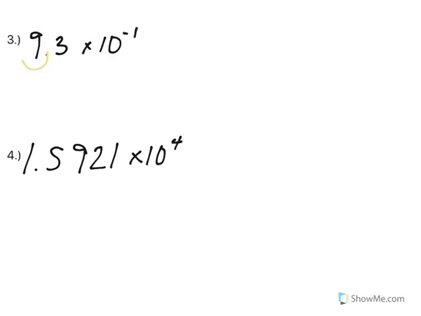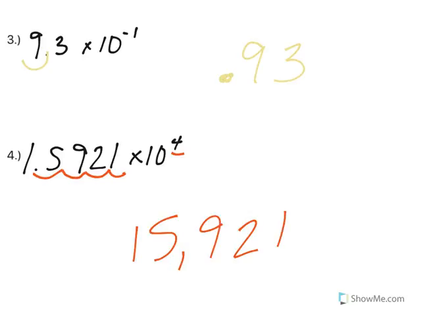-1 just moves it 1 place, and I have 0.93. Just remember to keep your decimal places. You need them when they're in the front. In this one, we have a positive. Remember, positive makes my number get bigger. So 15,921.